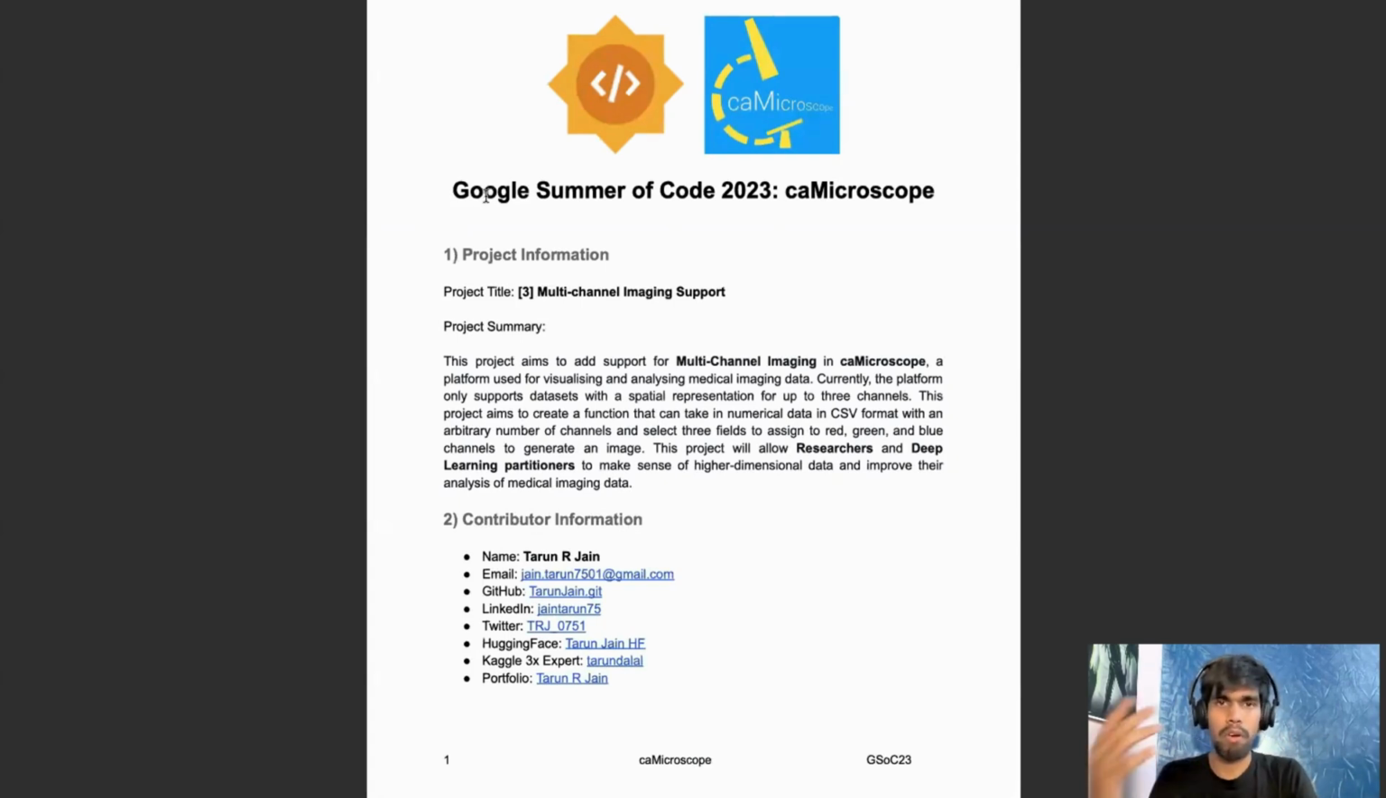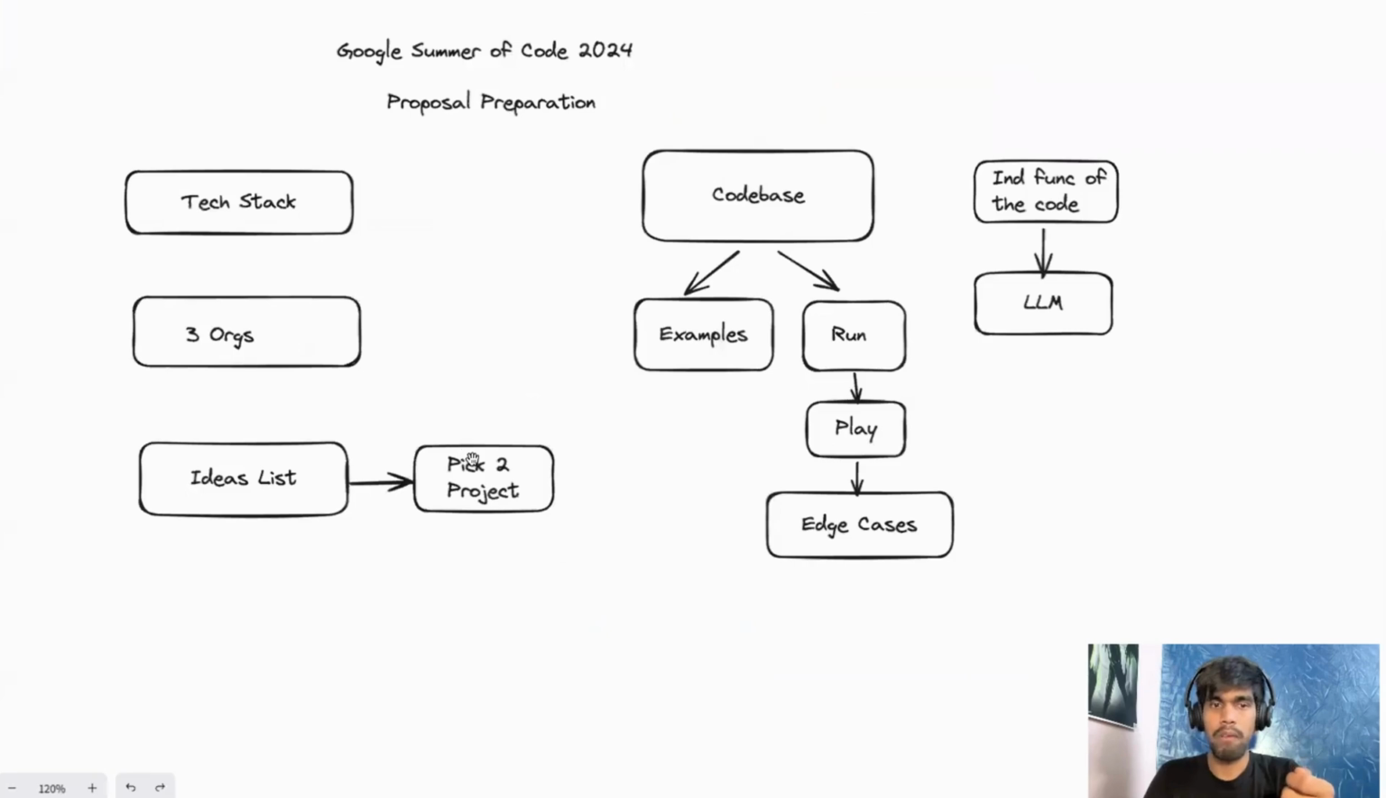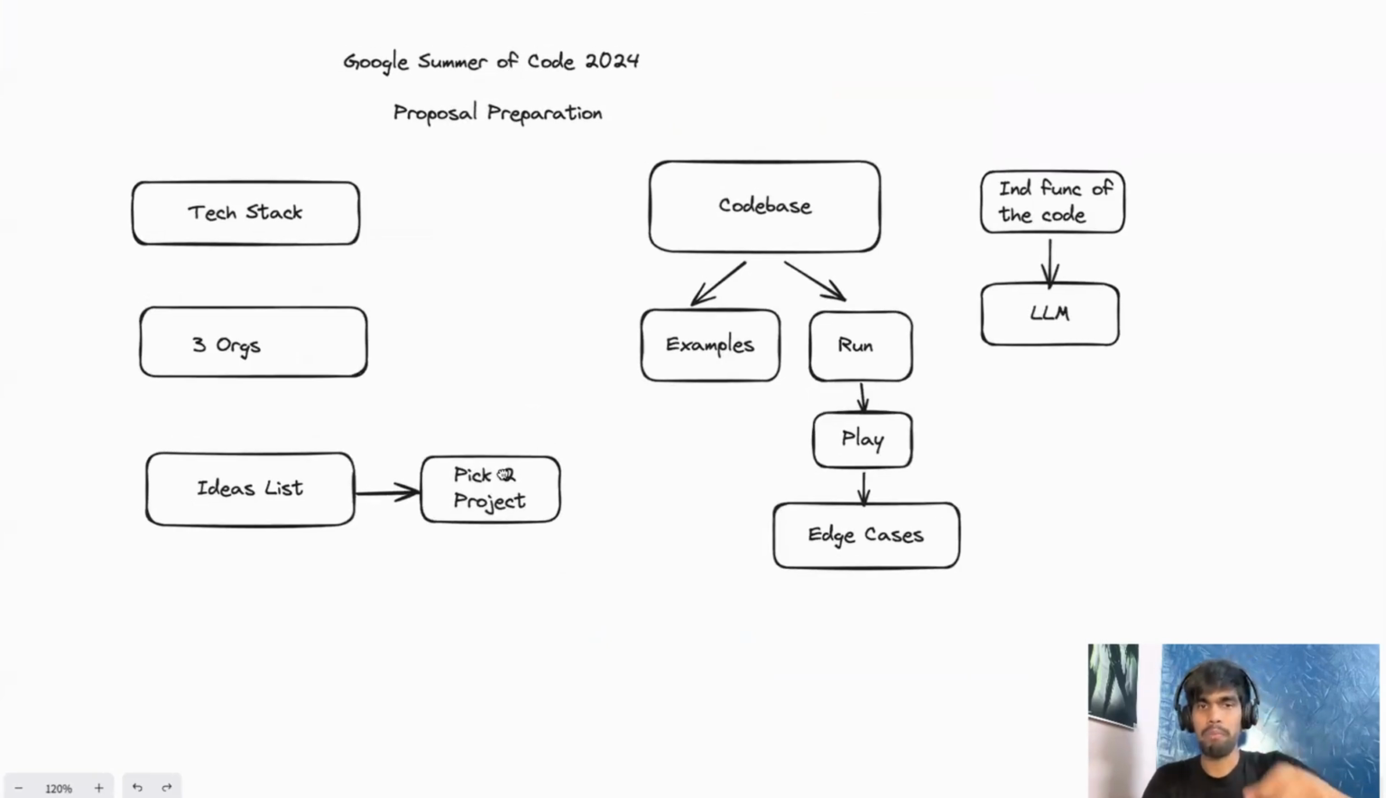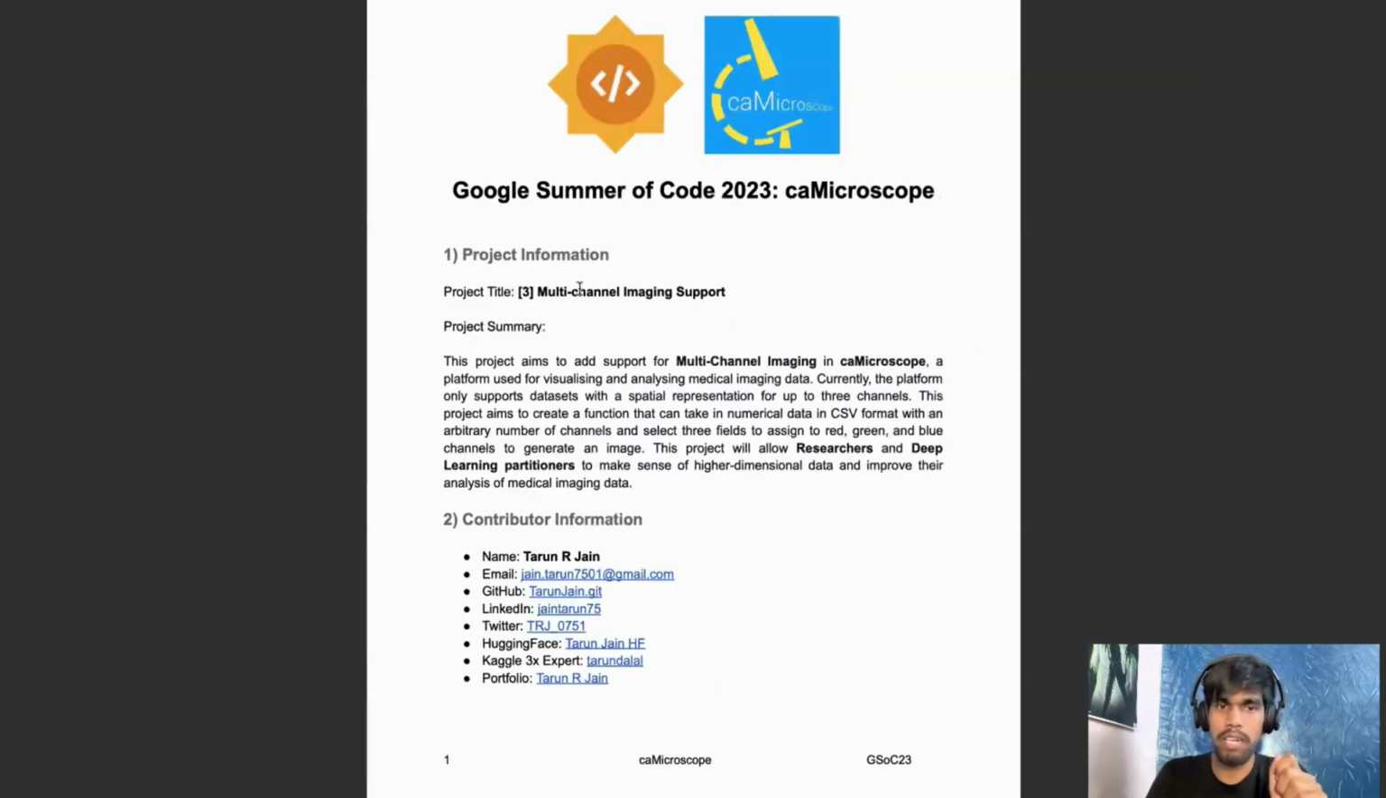And I'll just brief you on what I wrote for the proposal for my Google Summer of Code 2023 at an organization called CA Microscope. The first thing is you need to decide what project you want to build. So here you have already picked a project. Out of those two projects, if you want to pick both of them, you need to have two proposals. If you are just picking one project, mention the project title and the summary of it.